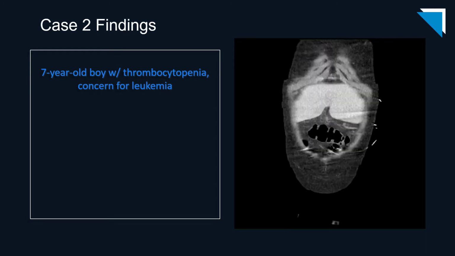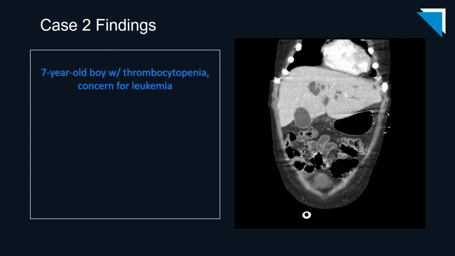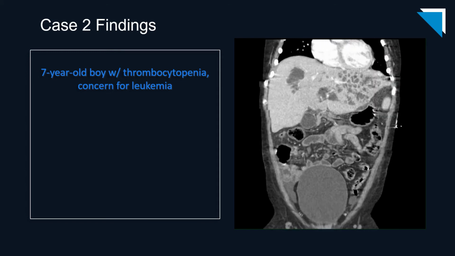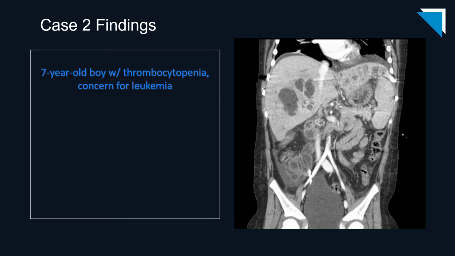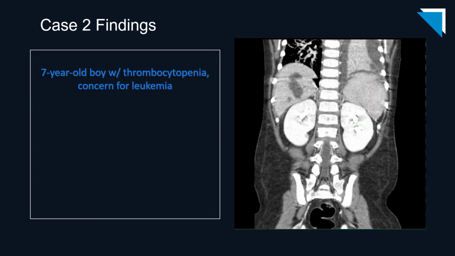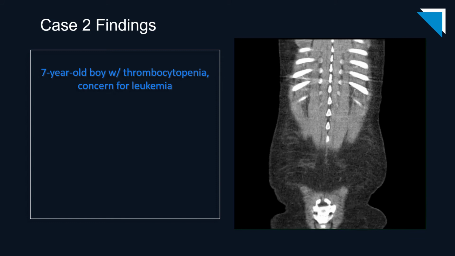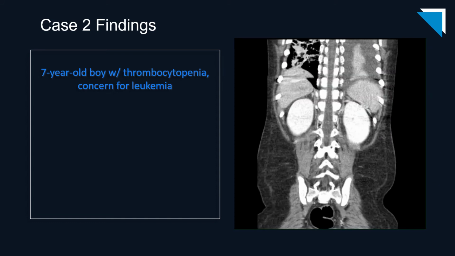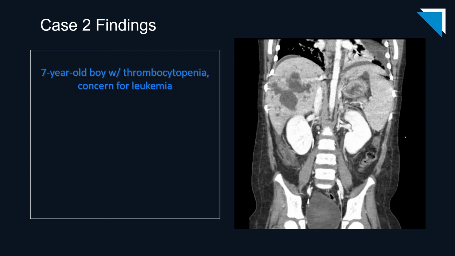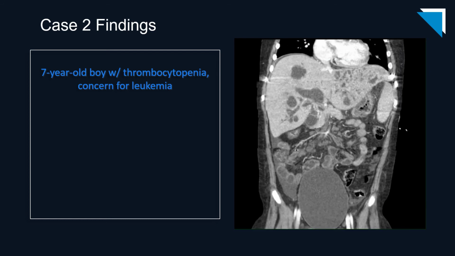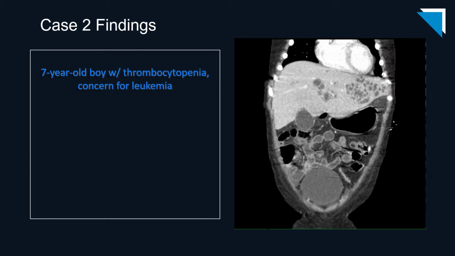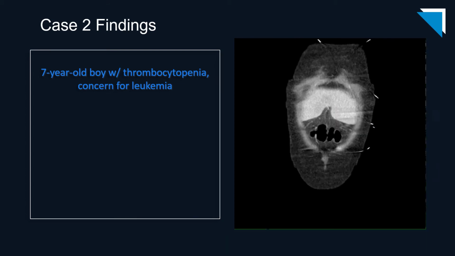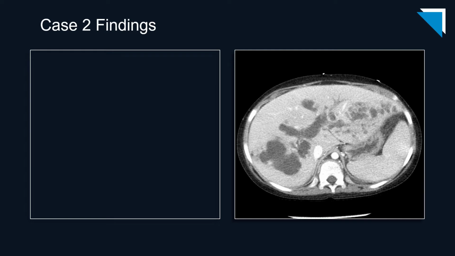And scrolling through the coronal images from the same examination, the findings in the liver are not subtle. We have multiple complex cystic lesions in the liver, and if you scroll through carefully, you'll see that they are all interconnected and associated with the biliary tree.